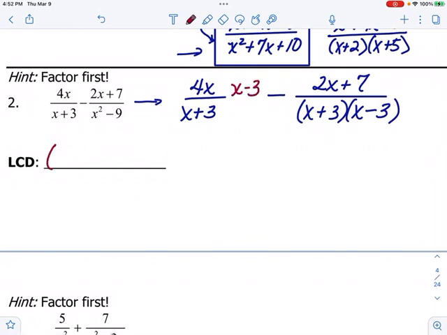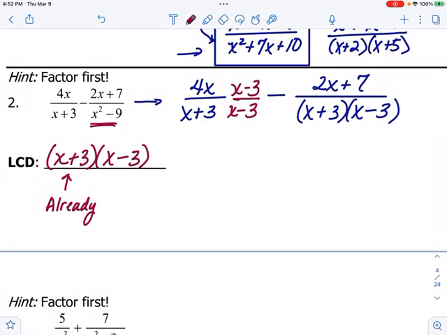The LCD, let me do this first, is x plus 3. So that must be a factor of the LCD. And you can see the x squared minus 9 has the factors x plus 3, x minus 3. Well, I already have the x plus 3, so I just need to add on the x minus 3. So the missing factor over itself is what I'm multiplying that first fraction by.